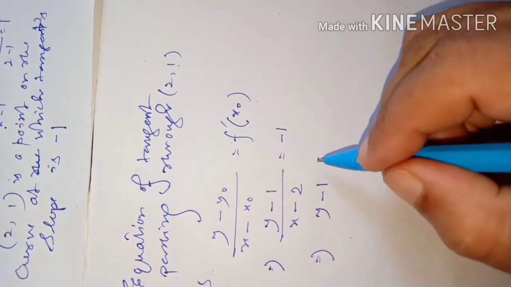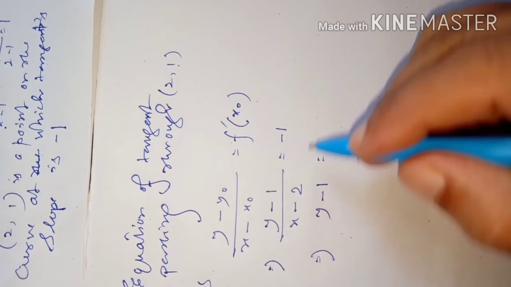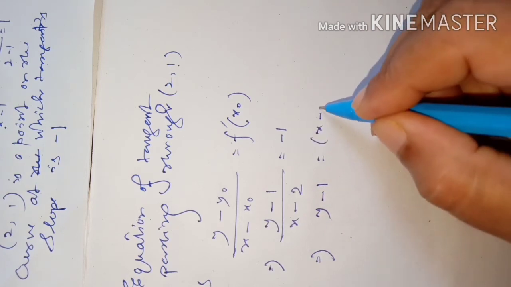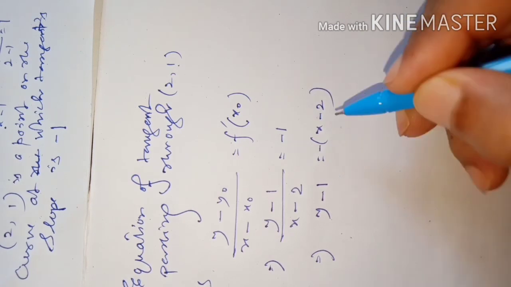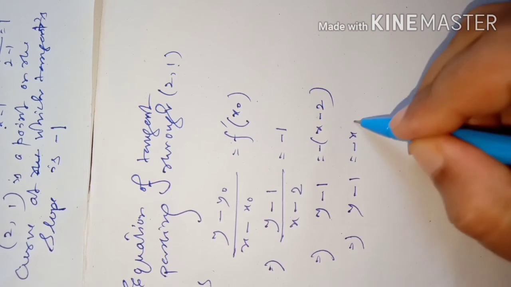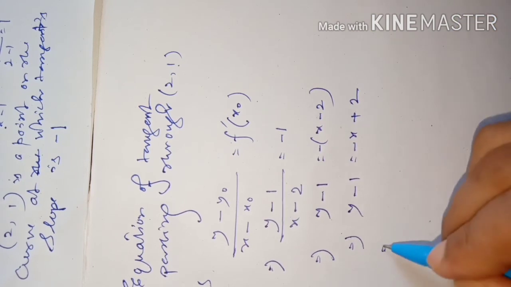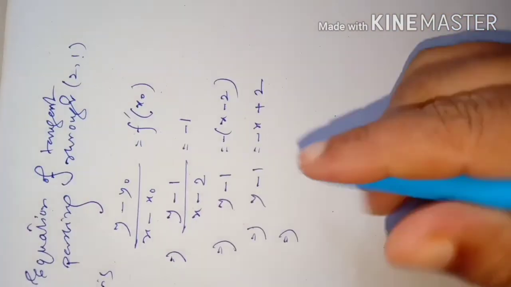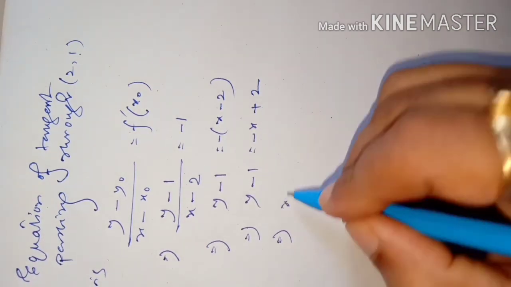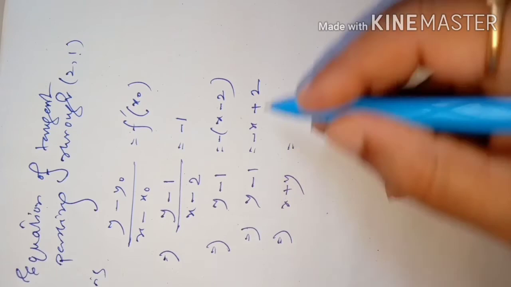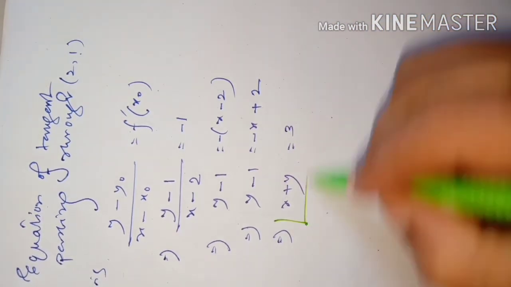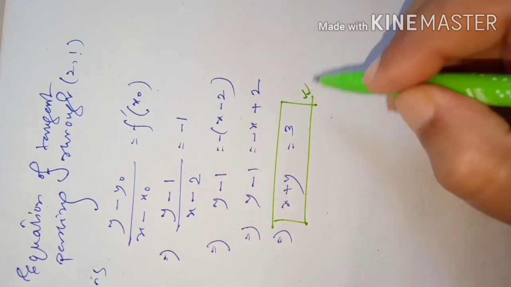minus 1 into (x minus 2). So y minus 1 is equal to minus x plus 2. If we transpose all these things, this will give us x plus y is equal to 3. This is one equation of a tangent.